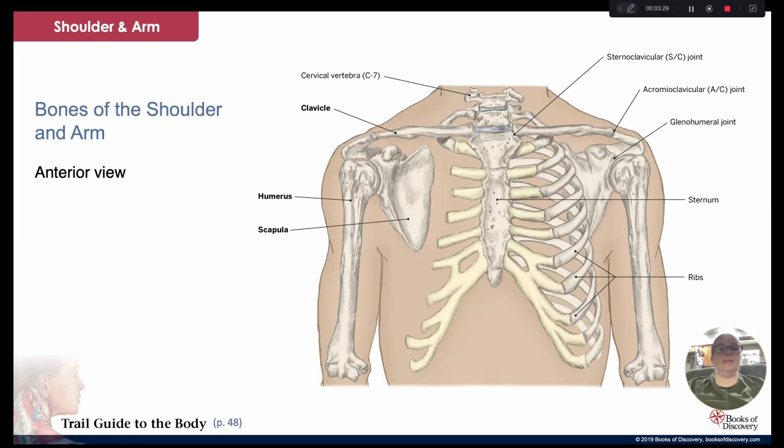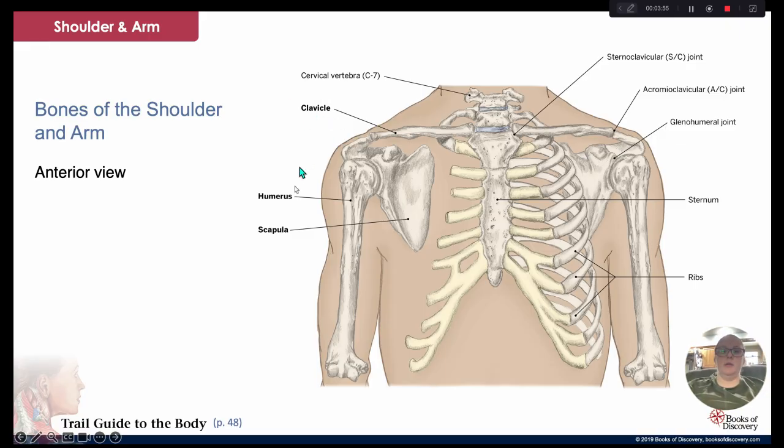All right, there's some basic bones of the shoulder and arm that you need to know so that you can understand movement and how the muscles will be moving these bones. And then there's joints where these bones articulate or connect. So an articulation is when two bone surfaces connect to form a joint.